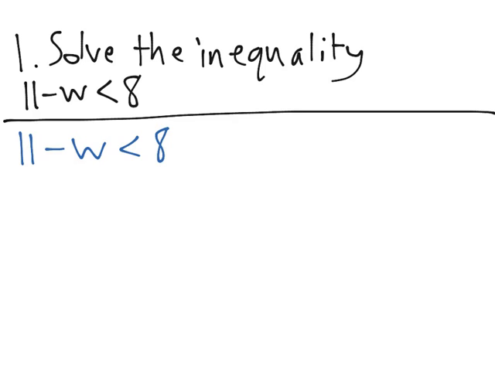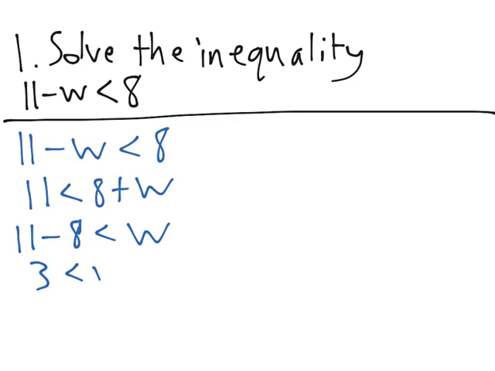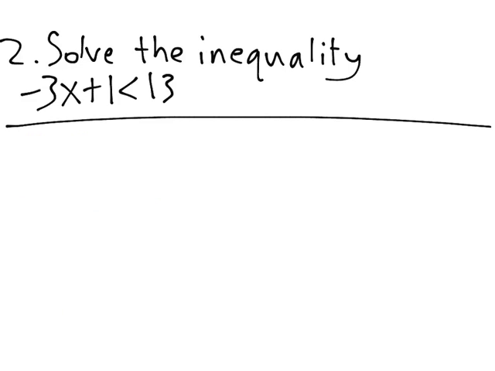Now we want to add w to both sides so that we have a positive value of w on one side. If we do this, we get 11 is less than 8 plus w, since the w's on the left will cancel. Now if we subtract 8 from both sides, we have 11 minus 8 is less than 8 minus 8 plus w. Simplifying 11 minus 8, we get 3 is less than w, or w is greater than 3.